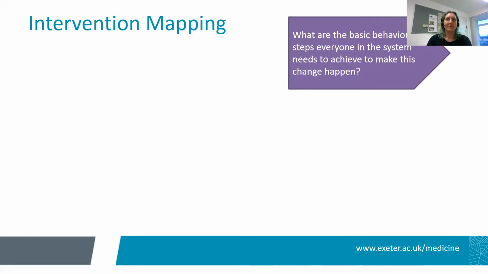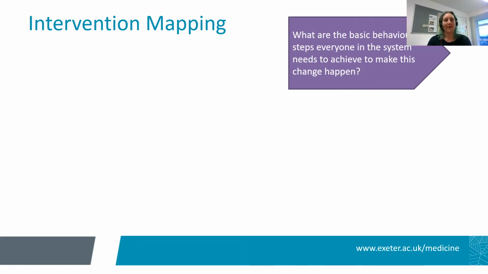So the research or scientific method that I've used to develop the toolkit is something called intervention mapping, and this is based on behavior change theory. So what you do with intervention mapping is you basically work out what are the most basic behavioral steps that everyone needs to achieve to make this change happen.